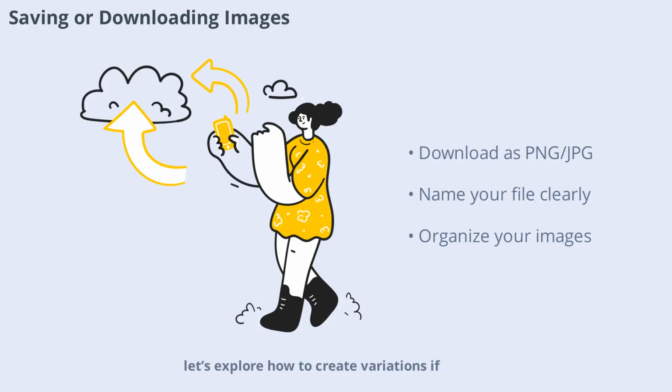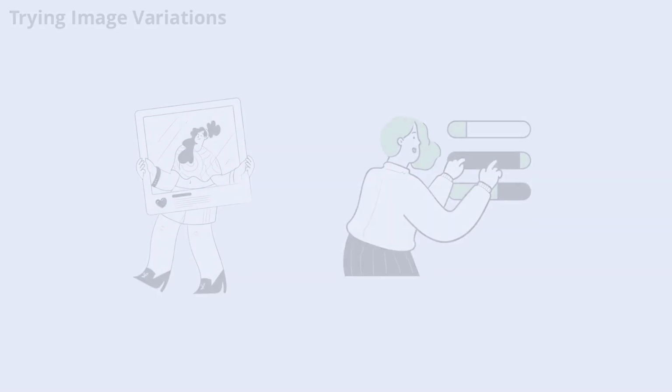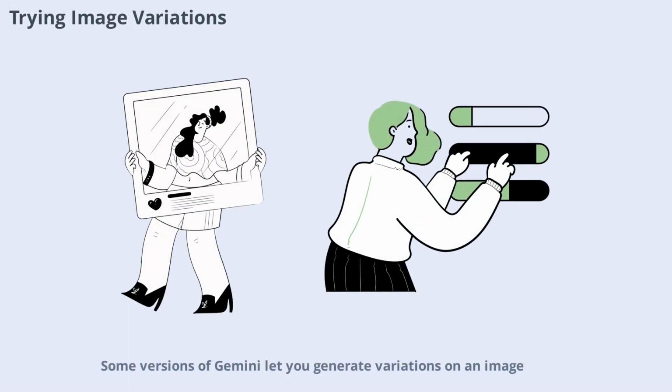Now, let's explore how to create variations if you want to experiment further with your results. Some versions of Gemini let you generate variations on an image. This is perfect if you like one version's pose, but want to change the lighting or background. Simply select the variation option and adjust your prompt or settings as needed. Experimenting with variations can help you discover new creative possibilities and fine-tune your vision.